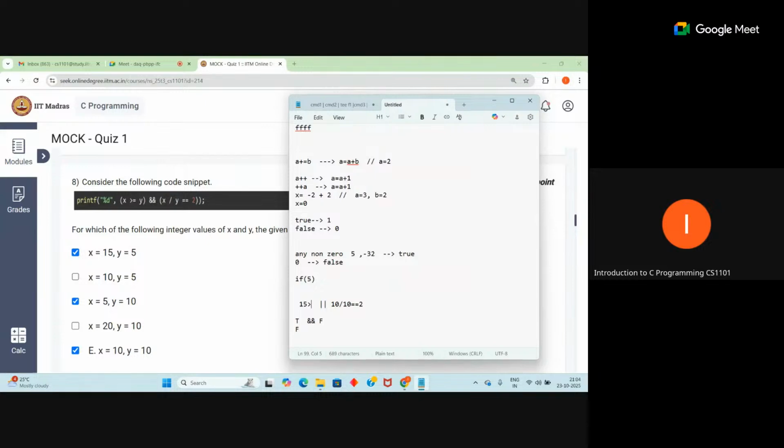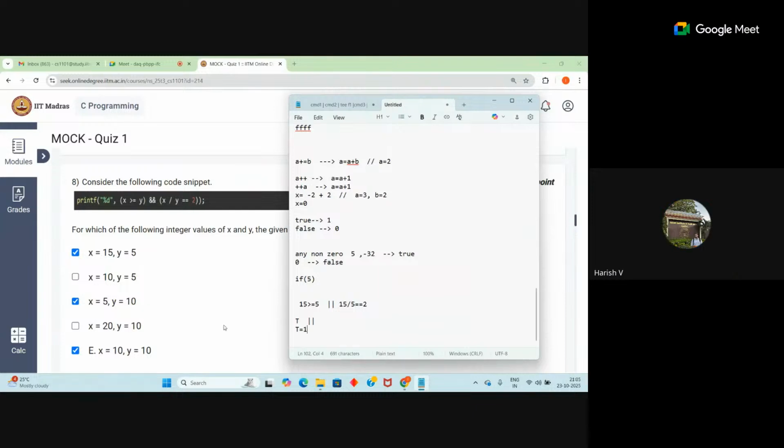15 greater than or equal to 5. Because this is true, it won't check this second part. This will not be executed. Because this is true, OR says that any one condition must be true to get the final true value. So based on this, it will decide the answer is true. That means you will get 1. For the first case, you will get 1.